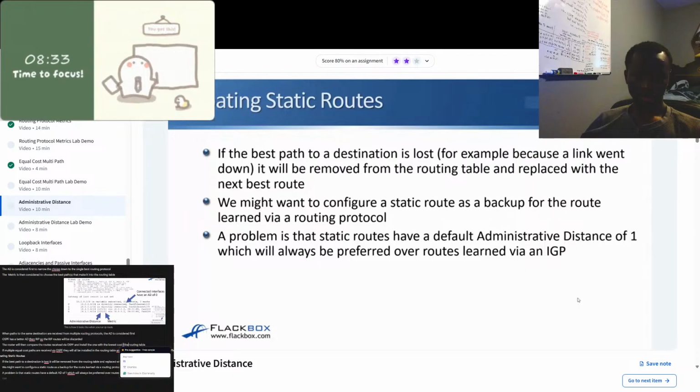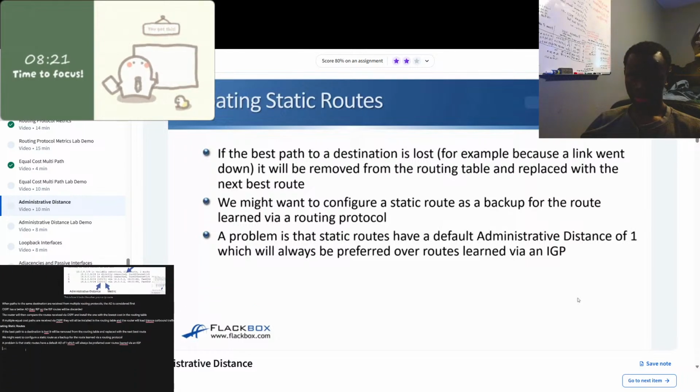If the best path to a destination is lost, for example because a link went down, it will be removed from the routing table when the router detects that and replaced with the next best route. Now we might want to configure a static route as a backup for the route learned via a routing protocol. For example, maybe we're worried the entire routing protocol is going to go down. A problem if we want to do this is that static routes have a default administrative distance of 1, so they're always going to be preferred over routes learned via an IGP.